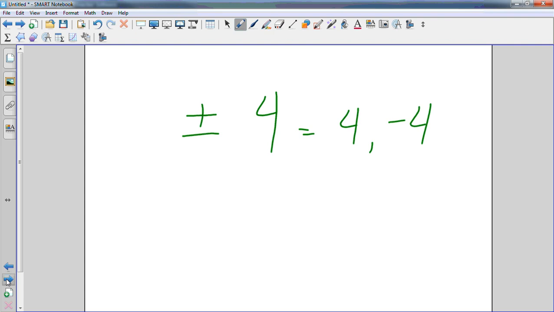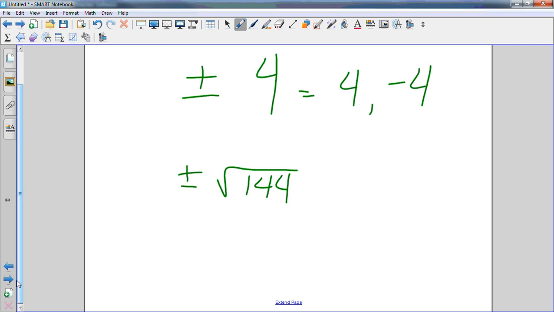So if I have something that looks like this, what is the square root of 144? 12. So is my answer positive or negative 12? It's both, right? It's a positive 12 and a negative 12, plus or minus 12. It's both.